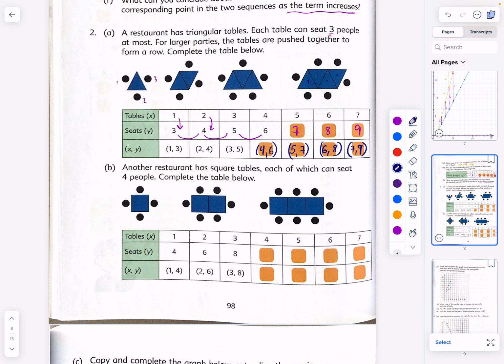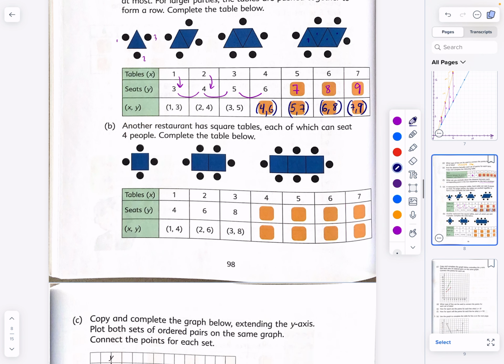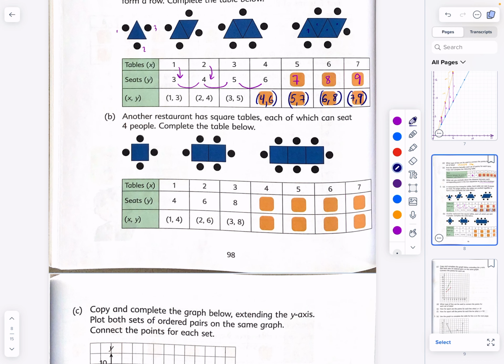Another restaurant uses square tables, each of which can seat 4 people, right? We know a square has 4 sides. So let's generate the number of chairs. We have how many seats? 4, 6, 8. What do you think will be next? For 3 tables, we have 1, 2, 3, 4, 5. Oh, for 4 tables, we will have 10 chairs, 12 chairs, 14 chairs, and 16 chairs.